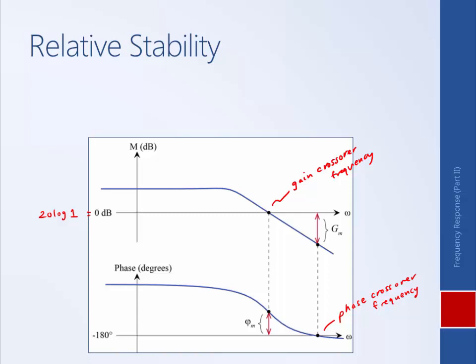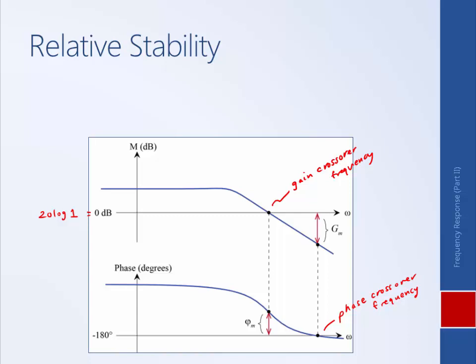However, if we have a situation where we have multiple crossover frequencies, where the magnitude is crossing back and forth across 0 dBs, or the phase is crossing back and forth across minus 180 degrees, or we have a higher order system or a non-minimum phase system where we have a large range of phase lag, so that we're not necessarily at minus 180 degrees, we're at 180 degrees or 540 degrees, then these definitions and the Bode plot in general isn't the best way to assess relative stability.